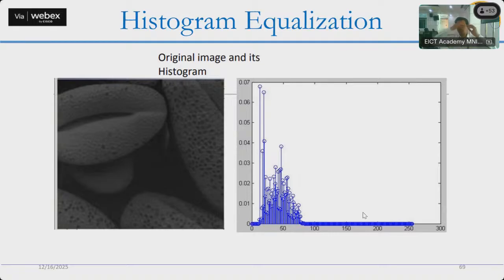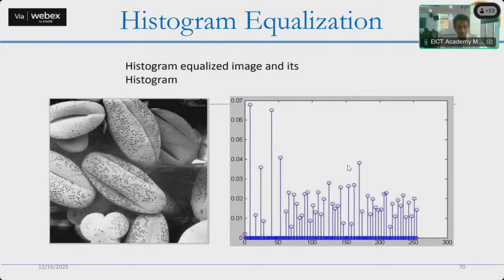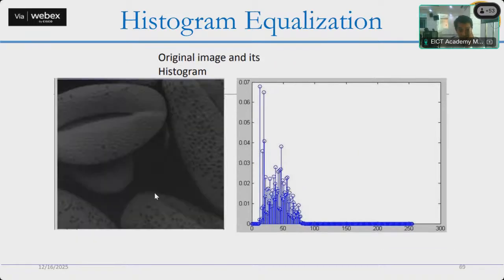In another example of histogram equalization, the original image is shown and its histogram, which we have already seen. Again we apply the formula, and with histogram equalization we are able to get a high contrast image. In this image you are able to notice the finer details on the nut, but here it was not clearly visible.